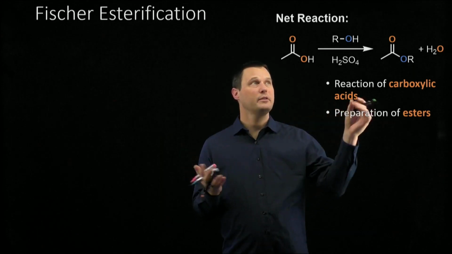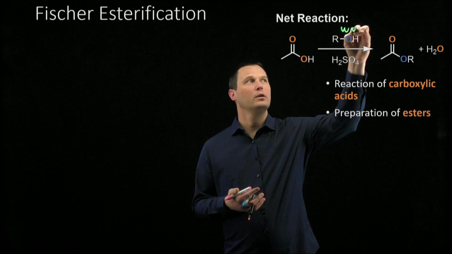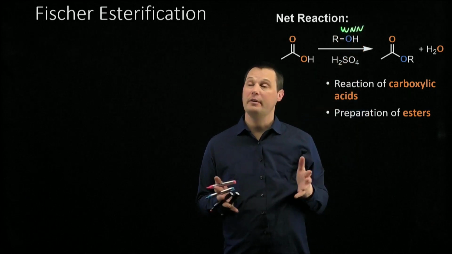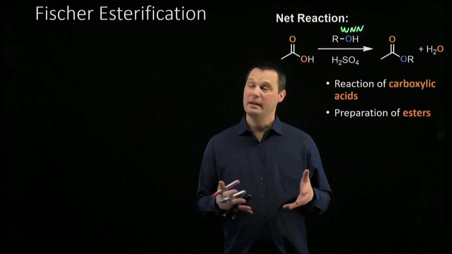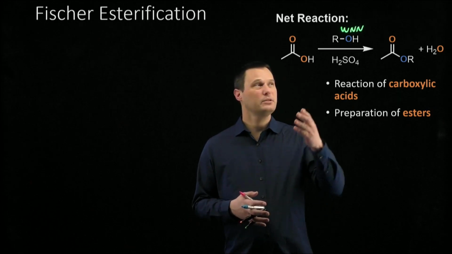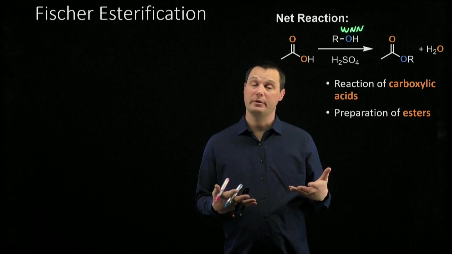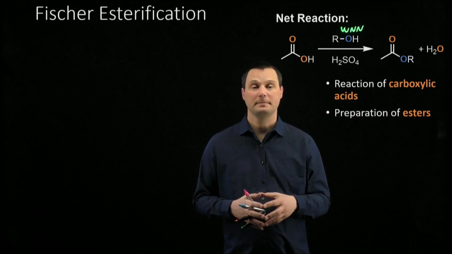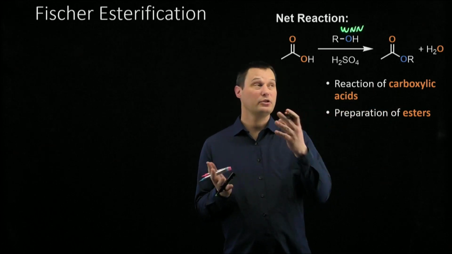In terms of the net reaction, this is a reaction of carboxylic acids, and it is a preparation of esters. In terms of the setup of this reaction, it's important to note that this alcohol is a weak neutral nucleophile. That will be very important when we draw the mechanism later. This mechanism looks fairly long when we draw it out, and sometimes that intimidates students. But let's look at the net reaction and see if we can come up with a storyboard that will help us organize our thoughts.